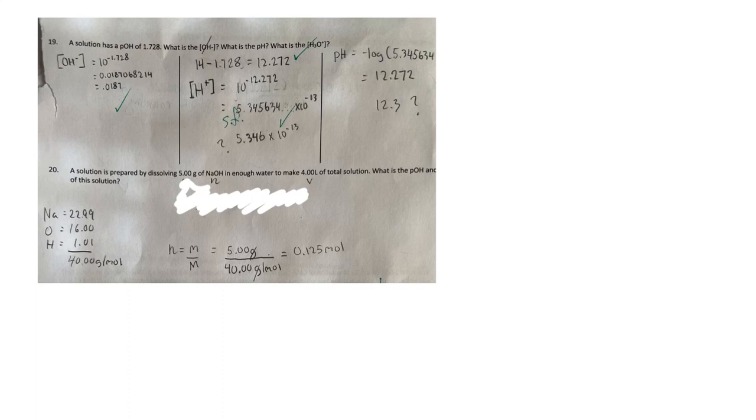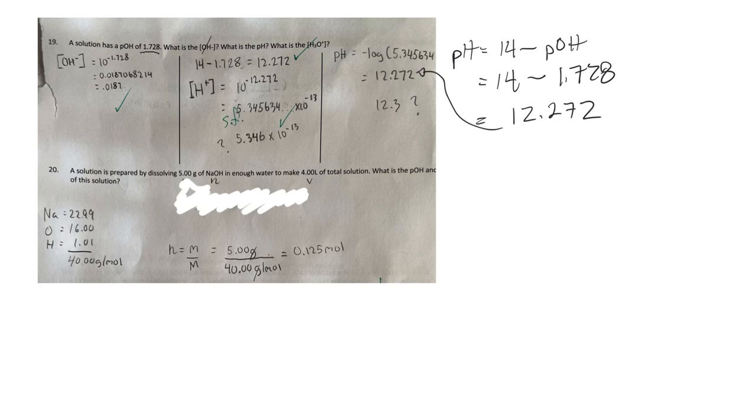Okay, here's a couple of good questions. They say a solution has a pOH of 1.728. So to find the pH, you could just go 14 minus the pOH, or 14 minus 1.728. And so if you subtract those, I think you do get 12.272, which is what you got there, doing it a different way, which works too.